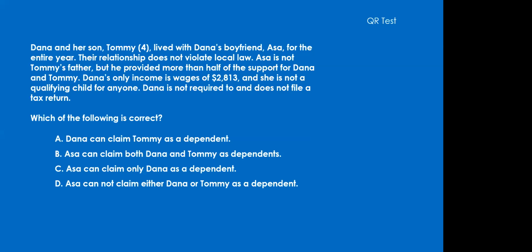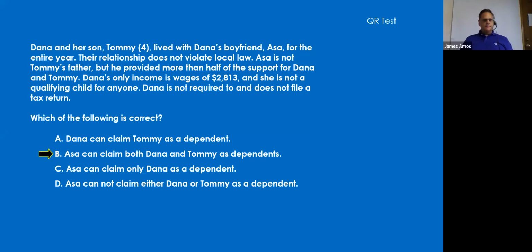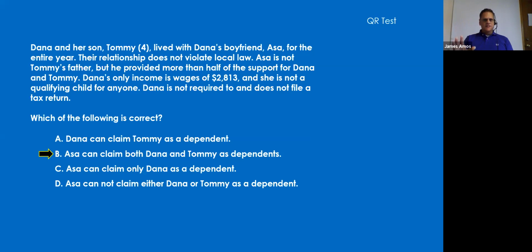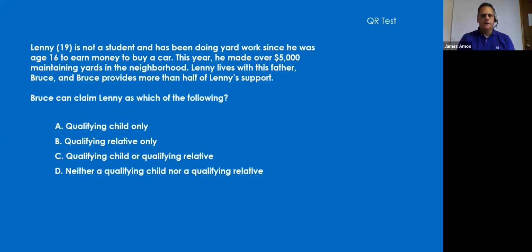Asa can claim both Dana and Tommy as dependents. B? Yep, that's exactly right. And again, are they qualifying as a qualifying child or a qualifying relative? Qualifying relative. That's right. So again, for those that are listening later, you would go through the qualifying relative tests. That's exactly right. Okay, let's do another one here.